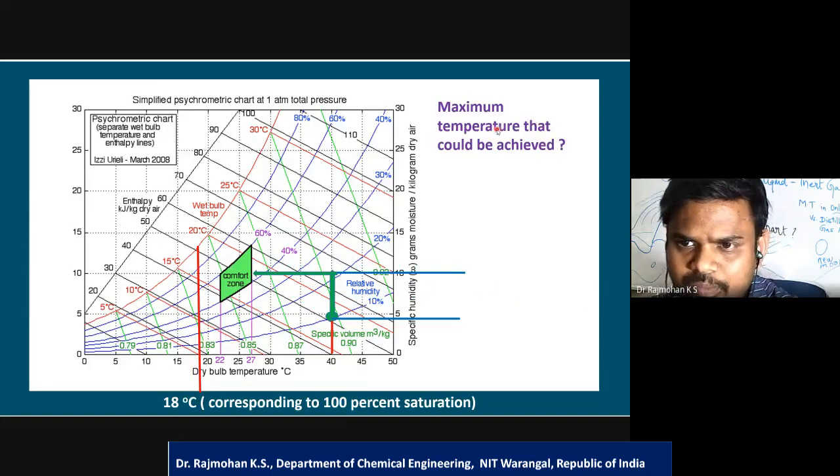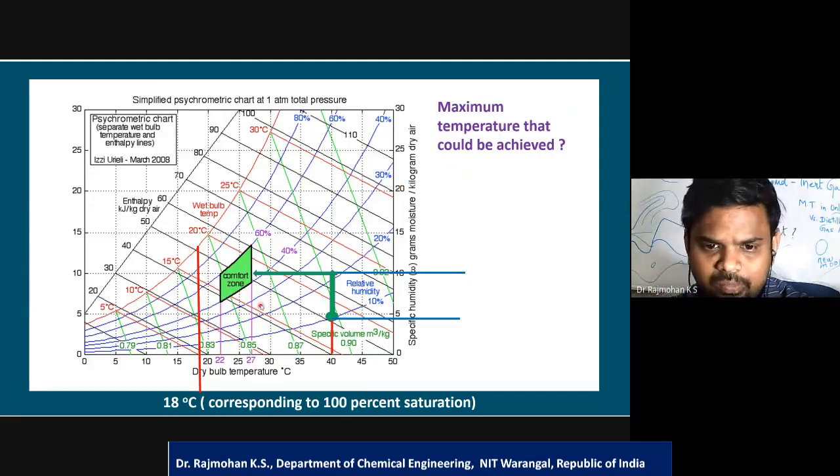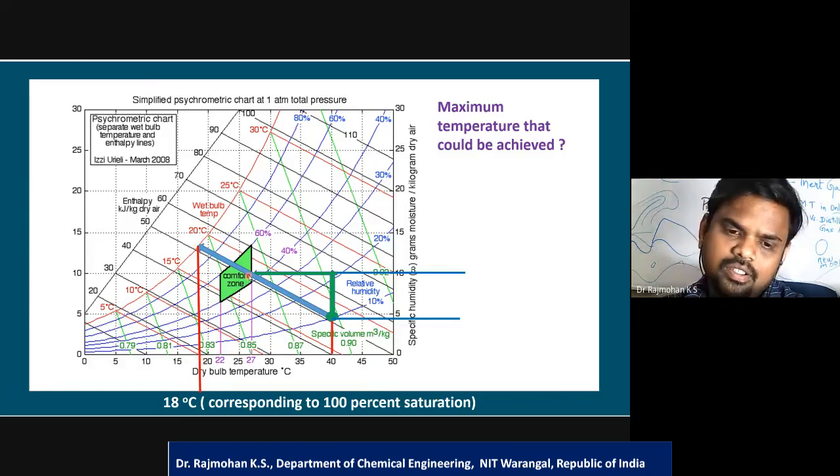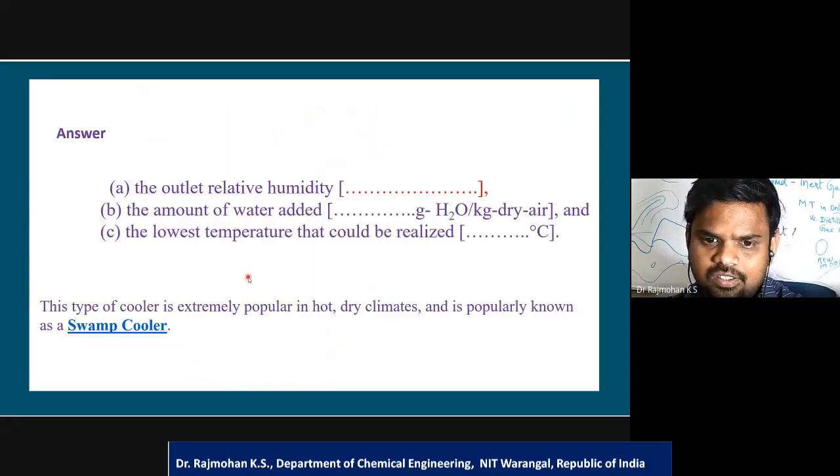And another question is, what is the maximum temperature that could be achieved when doing a process like this? From this point, you draw a line parallel to the enthalpy line or wet bulb temperature line. That is the maximum temperature, because we can go only till the dew point. The dew point line is this 100% saturation line. So you draw a line along the wet bulb temperature or enthalpy line from this point, and the corresponding value on the 100% saturation line gives us the maximum temperature that can be attained. So you can report the answer.